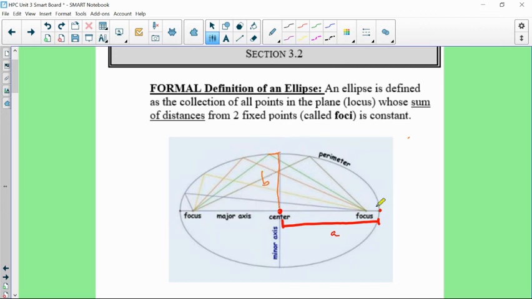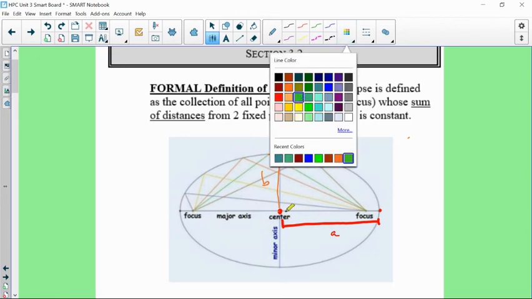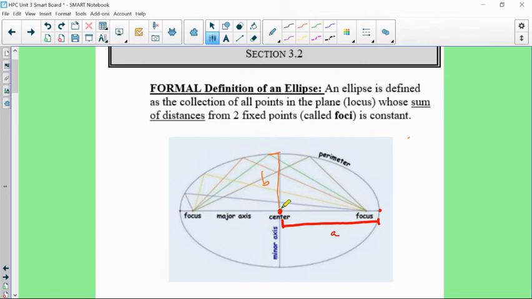And what we're also going to do is get a focal distance. And that distance is from the center to the foci, or one focus. And that distance will be c. So we have a being the distance from the center to the end of the major axis. We have b being the distance from the center to the minor axis. And then c is from the center to the focal point.